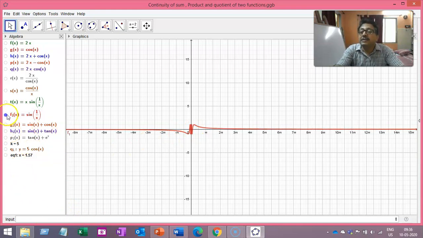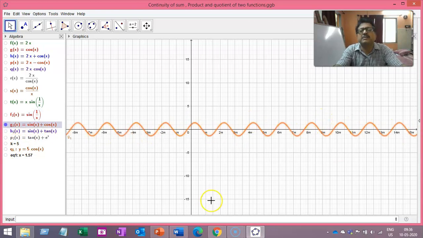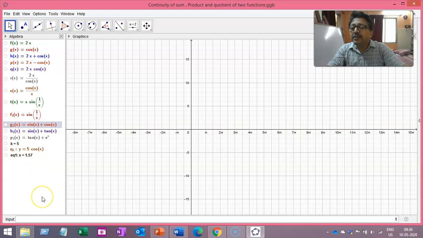Now let us take the sum of two continuous functions once more. Sin x and cos x both are continuous. Their sum is also a continuous function. This you can verify yourself. Now it's my duty to show you that the sum of a continuous and a discontinuous function can never be continuous. I have told you that sin x is continuous, tan x is not continuous at x equal to pi by 2, but sin x is continuous everywhere.